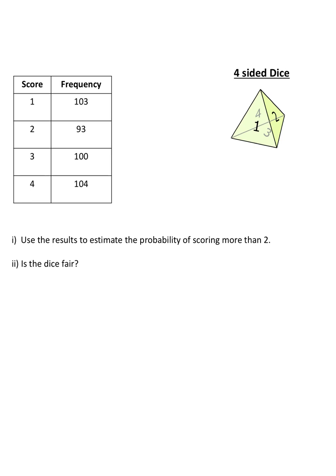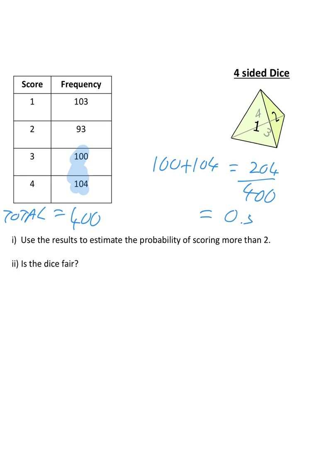So here we have a 4-sided dice, and then first part there, we need to use the results to estimate the probability of scoring more than 2. So the first thing we'll do is add up all of these. And that is going to be 400. Now for more than 2, we can have 100 and 104. So we'll have 100 plus 104, which is 204. And we'll put that over 400. And there's our answer to the first part. Now, if you want, you can simplify that as well to a decimal, to 0.51. But leaving it as a fraction like this is also fine.